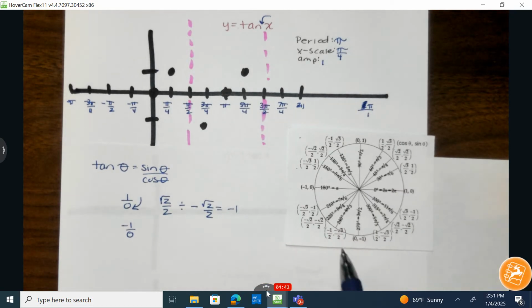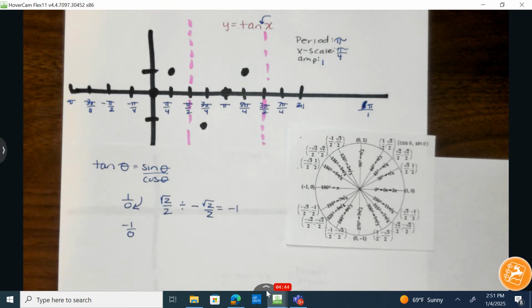All right, let's move on. Remember, our functions will never cross or intersect a vertical asymptote. 7 pi over 4 is over here. We have the exact same values, but they're different signs.